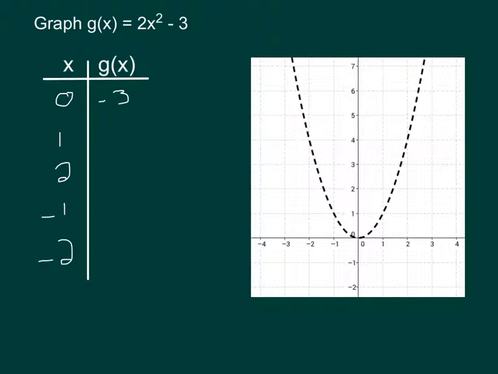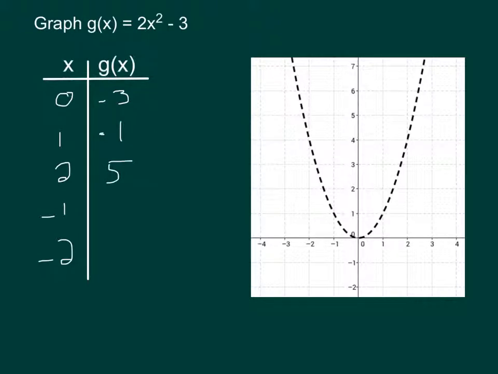When I plug in 1, I have to make sure that I square the 1 before multiplying by 2. So I'm looking at 1 squared, which is 1, times 2 is 2, minus 3 is negative 1. Now I do the 2 squared. I take the 2, plug that in for my x, and I get 2 squared is 4, times 2 is 8, minus 3 is 5.